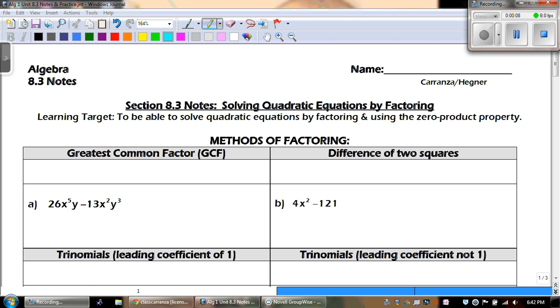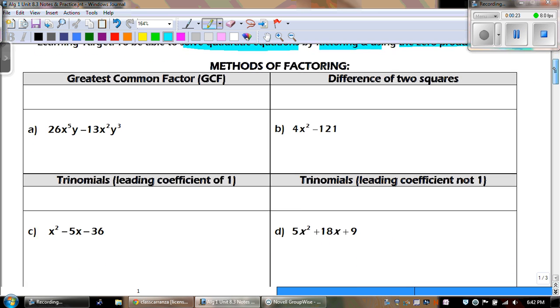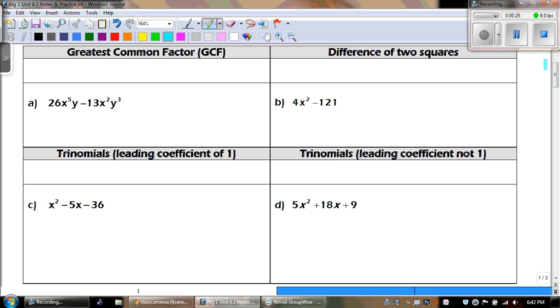Today we're talking about solving quadratic equations by factoring. Our learning target today is to solve quadratic equations by factoring and using the zero product property. There are four methods of factoring that we discussed. Let's review them all. The first one is the GCF. This is something that we need to check for every single problem, okay?